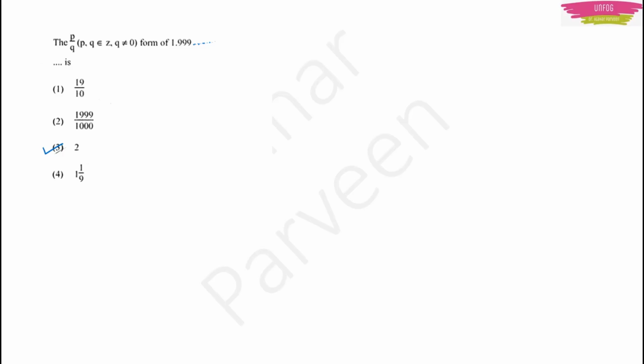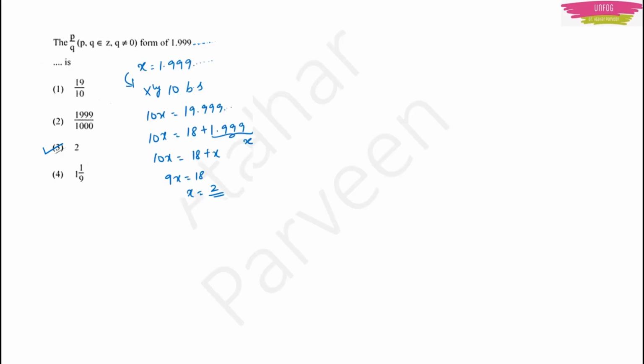Now let's take an example and understand. p by q is given in one form, that is rational form. This is equal to 1.99. Then we have to find x. What we did, we multiplied both sides by 10 because the decimal point was only after one number. So we multiplied by 10. Then again we found the value of x. So this type of question they may ask.